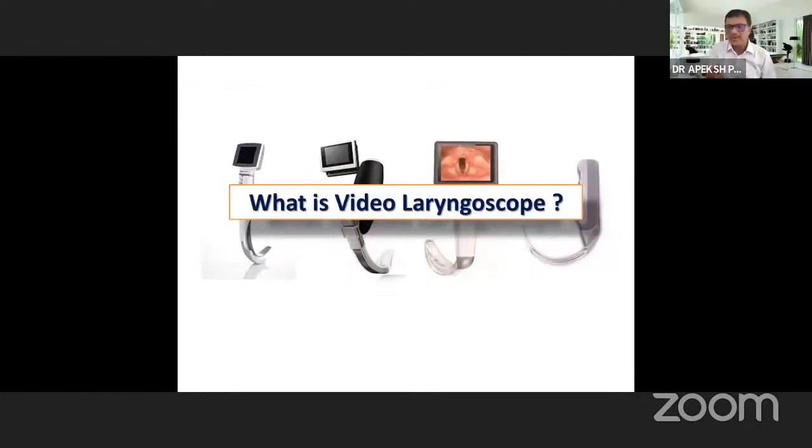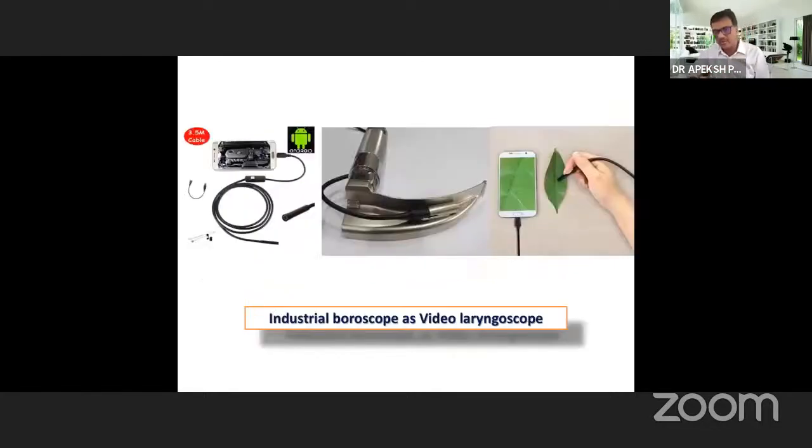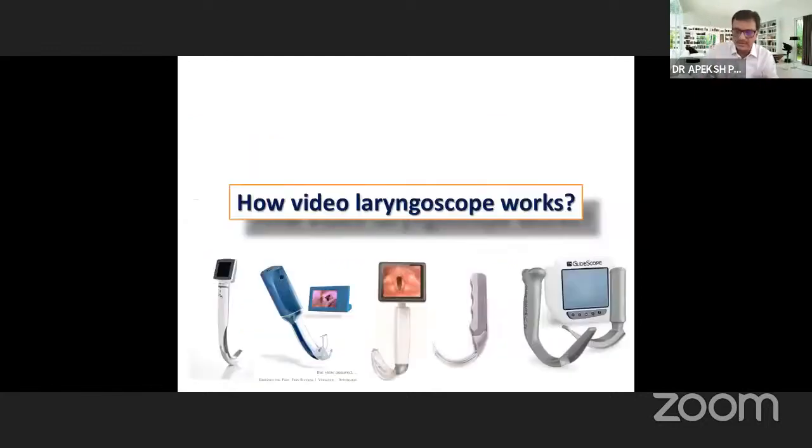Nowadays, compact, robust, high-resolution micro cameras are available, which can be embedded on the tip of the scope, which converts any scope into a video laryngoscope. And many people using this attach that camera on the Macintosh type of blade. So will this serve the purpose of overcoming the problems of direct laryngoscopy? Let's discuss that. So how does a video laryngoscope work?